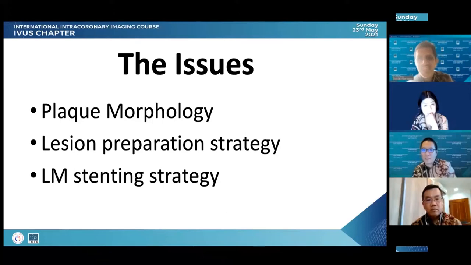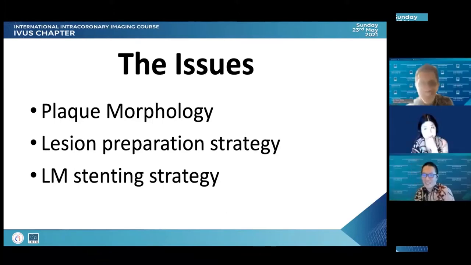Dr. Fauzi, please. Yes, at that time I was surprised by the plaque morphology, and I thought it would be better to refuse to do PCI. But thinking that we have to do the best we can, the plaque morphology revealed a calcified nodule, which is a calcified plaque. So we cannot just let it be; we have to do lesion preparation well before doing stenting. Otherwise, the stent does not expand well and the situation worsens.